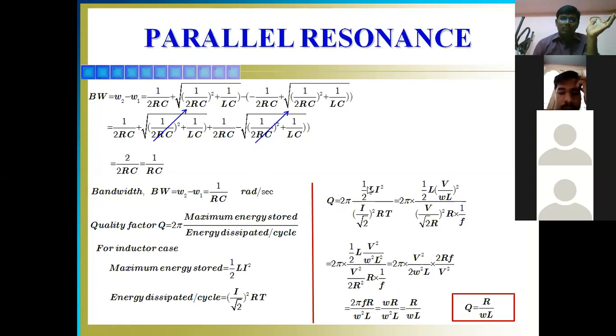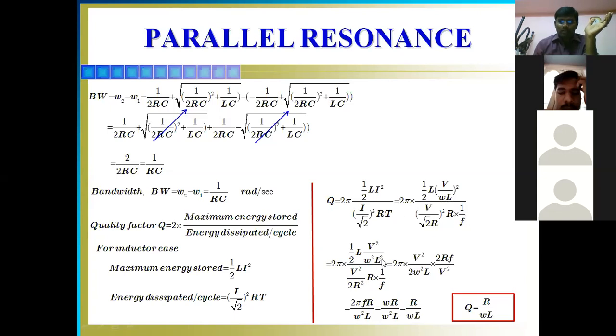So here, the first I is the current flowing through the inductor, which is V by omega L, squared. And this other I is the current flowing through the resistance, which is V by R. So substitute I is equal to V by omega L squared and V by root 2 R squared into R into T, where T is equal to 1 by F. From this we get 2 pi into half L V square by omega square L square, by V square by 2 R square into R into 1 by F.